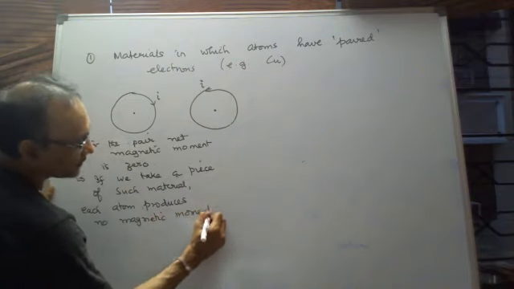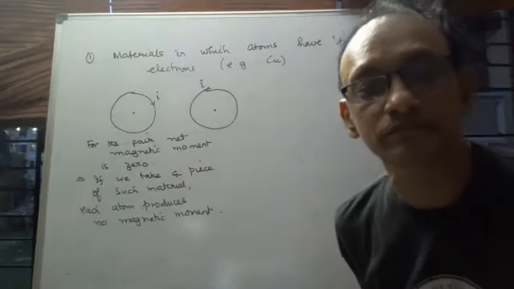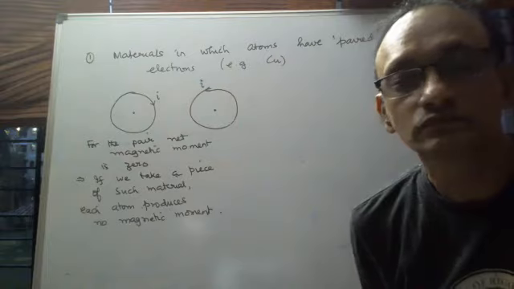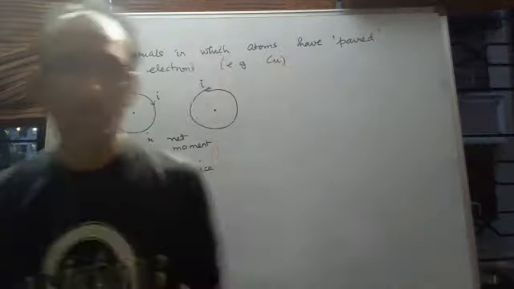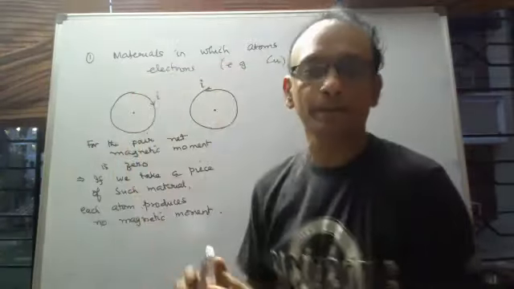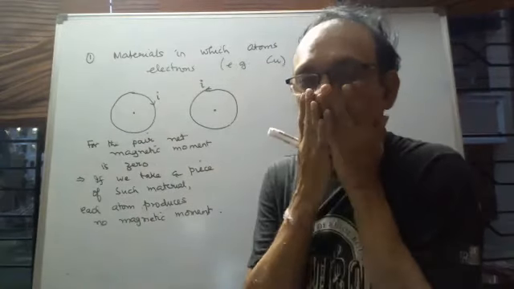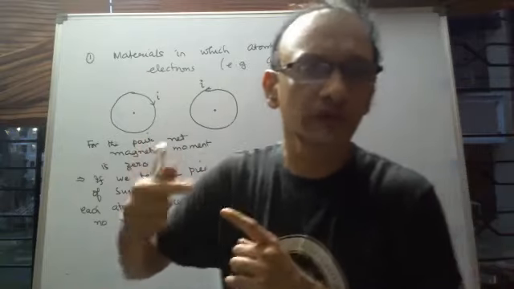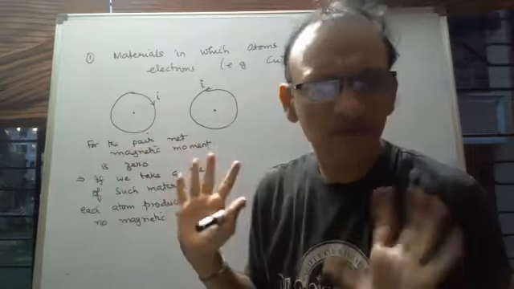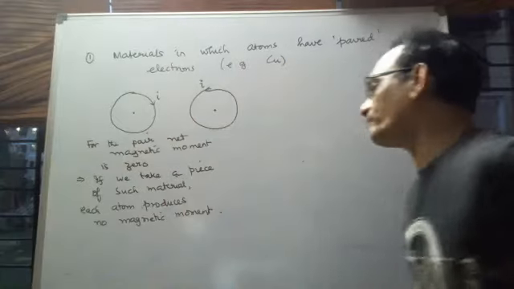Each atom will produce no magnetic moment because of this pairing, right? Now, these are actually close, think of it like this, one on top of the other, shown separately, right? Same shell, so in a pair you'll have the same radius, so everything is the same. I hope all of you understand all of it.